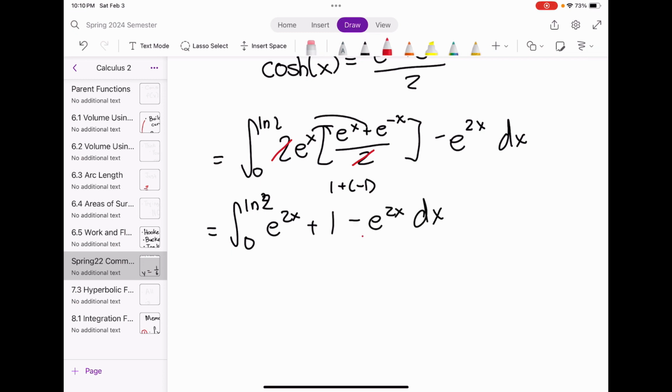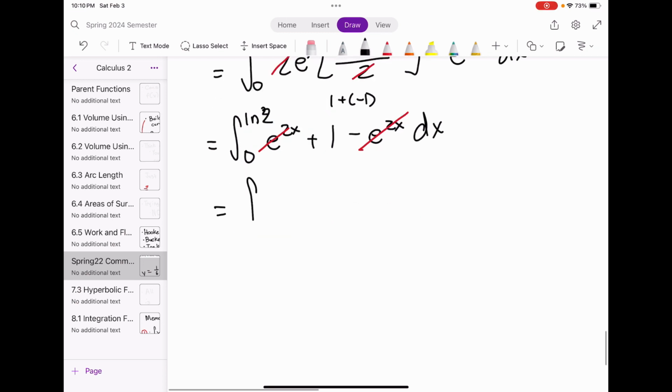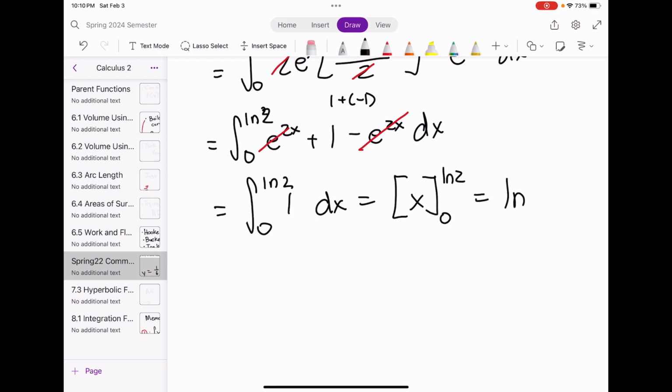And look at that. This and this can also cancel out. So all you're left with is literally the integral from ln of 2 to 0 of 1 dx, which is just x evaluated from ln of 2 to 0, which just means it's the ln of 2, which is really nice. That's a really good question there. Alright, next one.